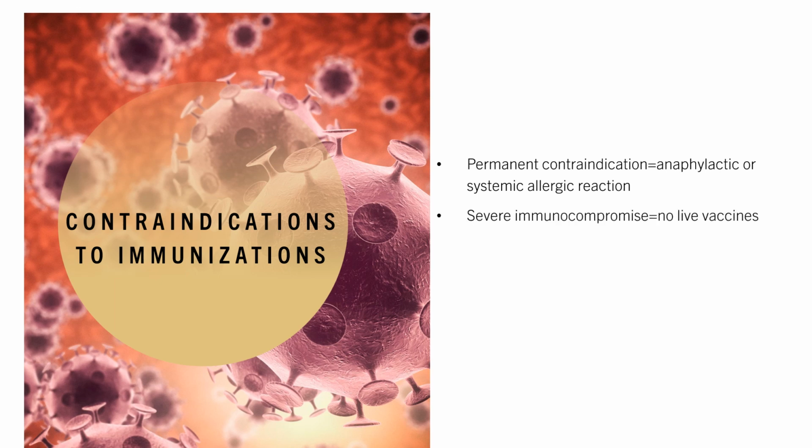Severely immunocompromised people or children should not receive any live vaccines. So they can receive killed virus vaccines, recombinant vaccines that are not live, and some of the genetically modified vaccines.